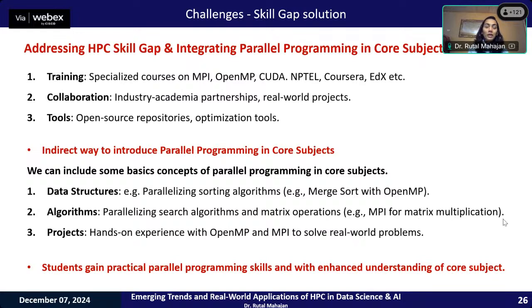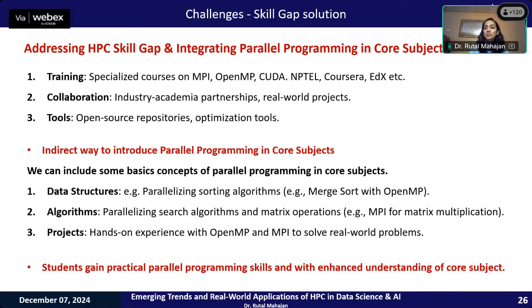So, in our curriculum of data structures, along with the standard data structure topics, I included the parallel programming basics in different topics, like sorting algorithms. Suppose I'm teaching the sorting algorithms in one module. Along with the simple sorting algorithms, I'll be teaching how to parallelize them. After teaching merge sort, or bubble sort, or different sorting algorithms, I'll be teaching how we can parallelize these sorting algorithms.